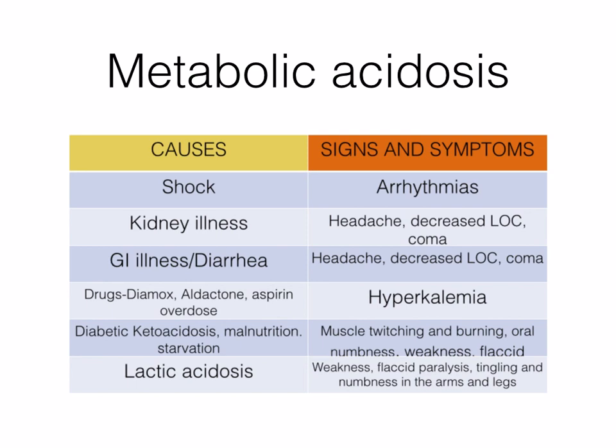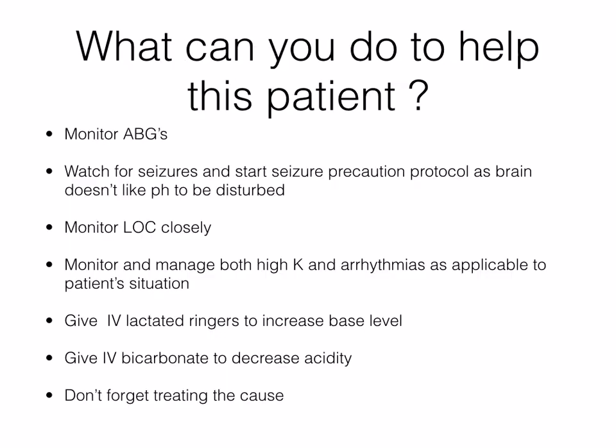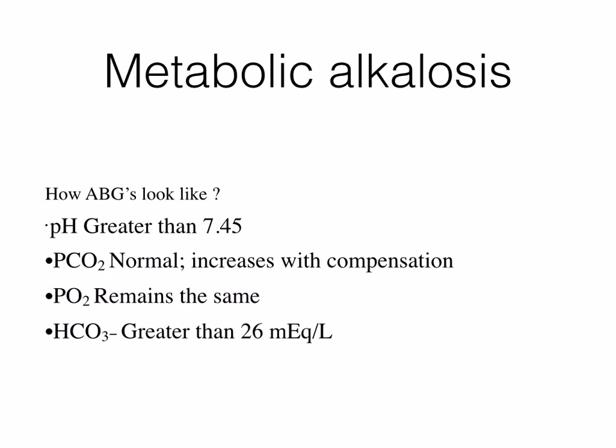And what you can do to help this patient: you can monitor ABGs, watch for seizures, and start seizure precaution protocol as the brain doesn't like pH to be disturbed. Monitor LOC closely, and this is for metabolic acidosis. Monitor and manage both high potassium and arrhythmias as applicable to the patient situation. Give IV lactated Ringer's to increase the base level. Give IV bicarbonate to decrease acidity, and don't forget to treat the cause. What is the main cause behind the body going through metabolic acidosis? Let's go to the next slide.